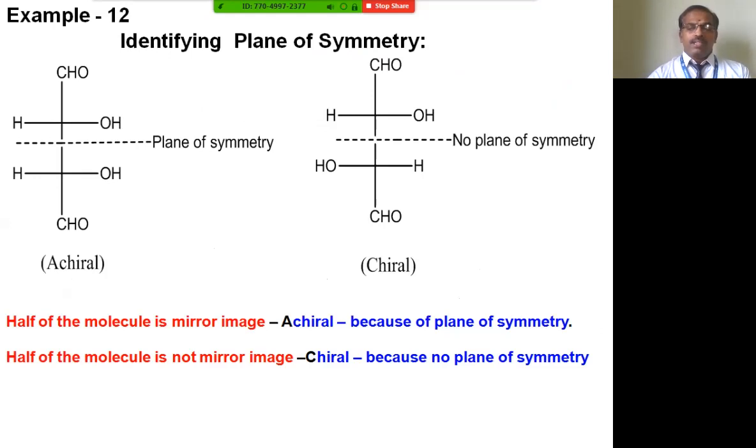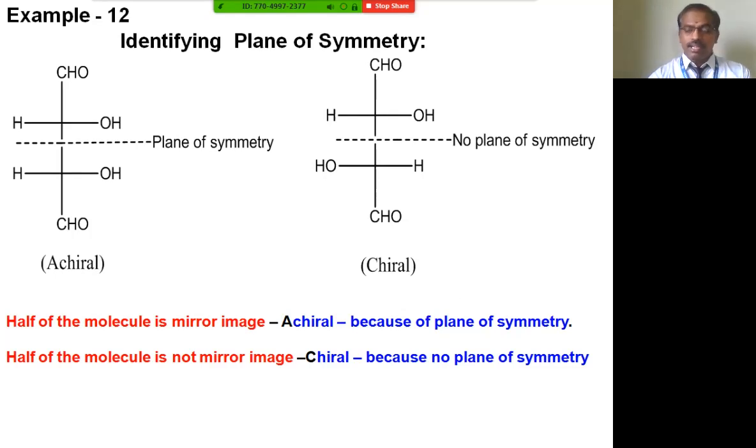Then one more point, by looking into two or three chiral centers, you must also be able to know how to identify chiral and achiral. If one half of the molecule is the mirror image of the other, we call it achiral. That's the plane of symmetry. If a plane of symmetry is there, it is achiral. If a plane of symmetry is not there, it is chiral. Half of the molecule is a mirror image, achiral because of the plane of symmetry. That is very important. If the molecule has 2 or 3 chiral centers, you just identify chiral or achiral.